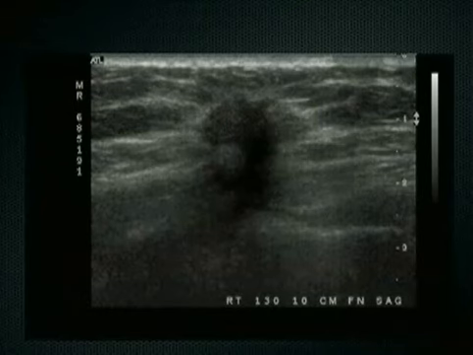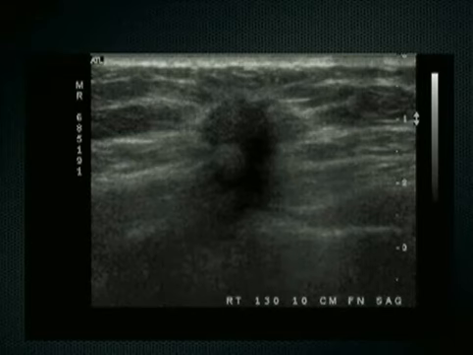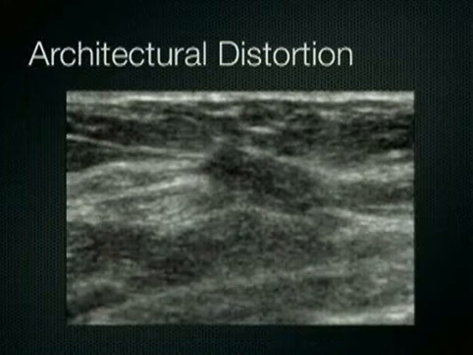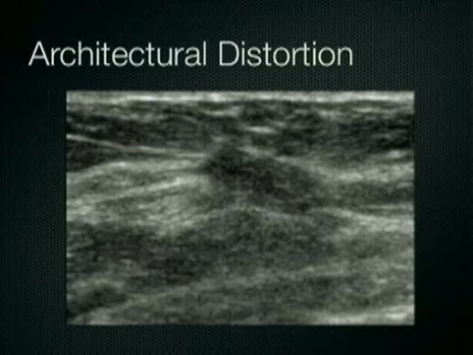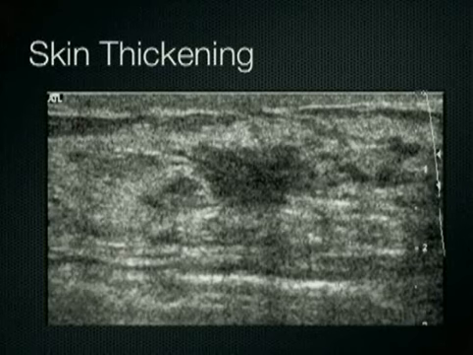In this case, architectural distortion is evident by the disruption of the Cooper ligaments, as well as the change in the orientation of the Cooper ligaments as they approach the invasive cancer. And another example showing similar findings with distortion and displacement of the Cooper ligaments. In this case, skin thickening greater than 2 millimeters is associated with an invasive cancer.